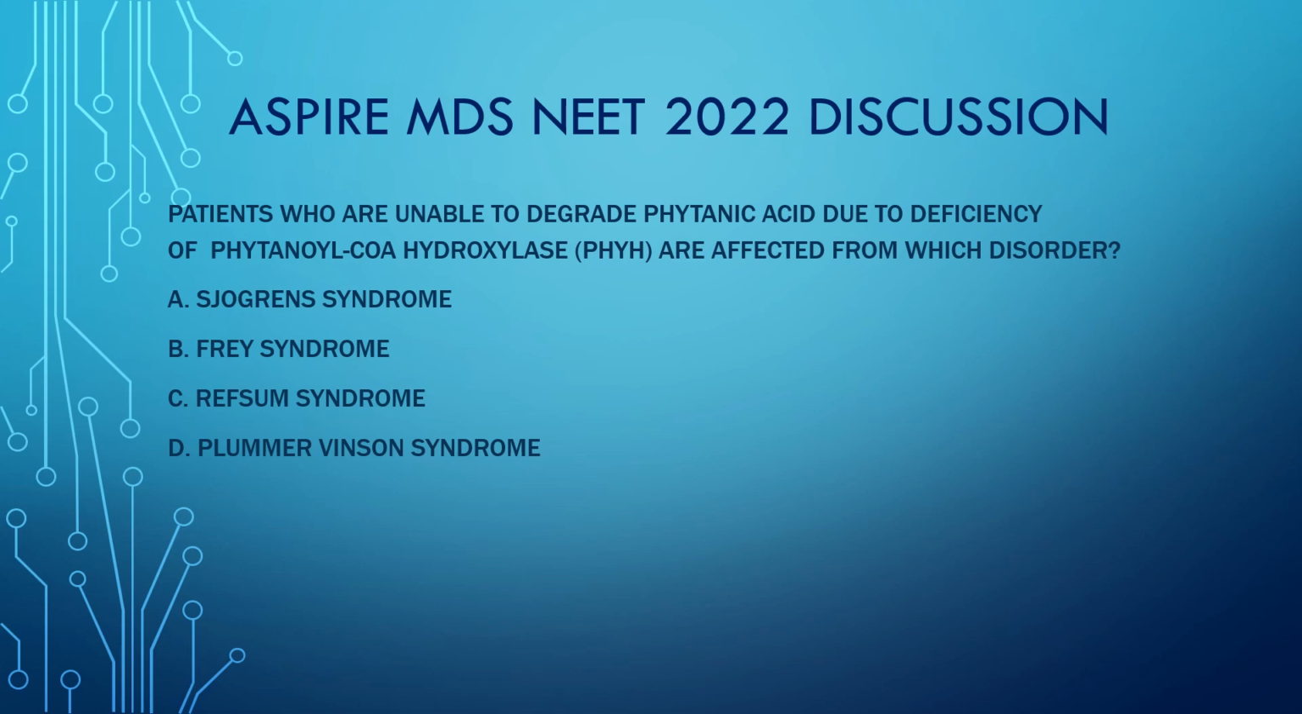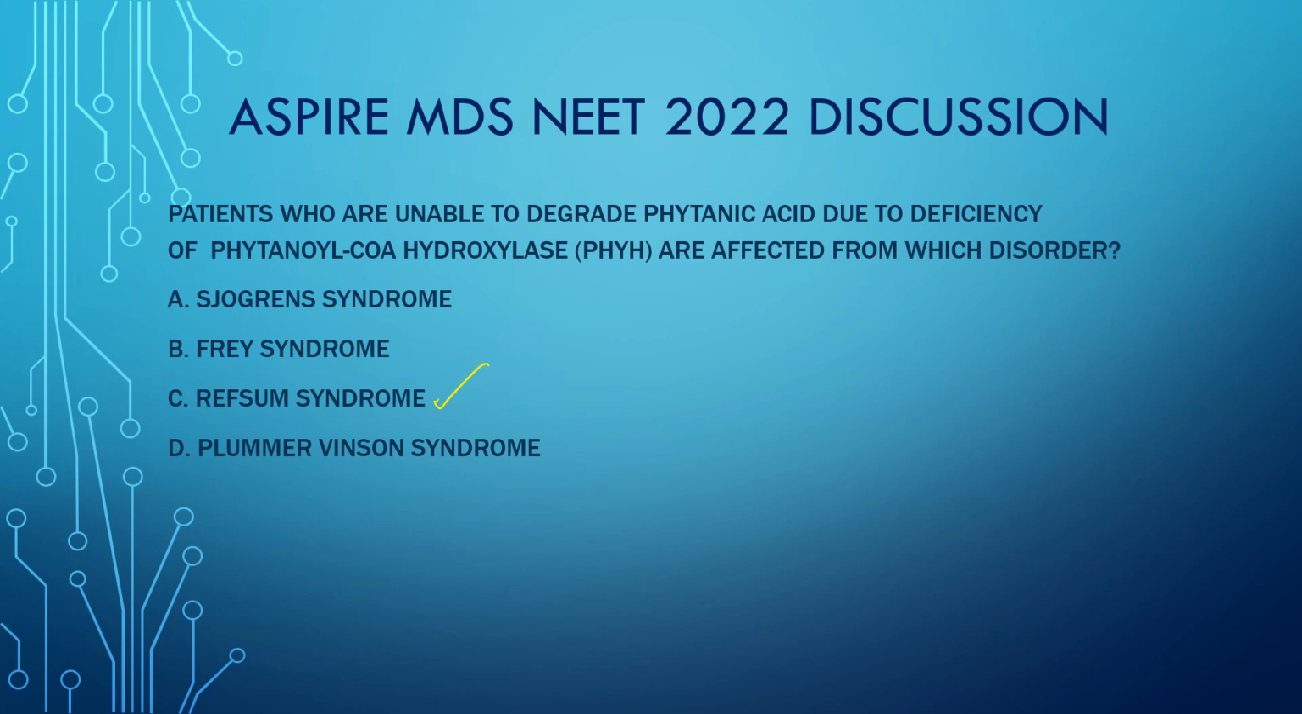So there is one more simulating question which asks that patients who are unable to degrade phytanic acid due to the deficiency of phytanoyl-CoA hydroxylase are affected from which disorder? The options were Zellweger syndrome, Frey syndrome, Refsum syndrome, and Plummer-Vinson syndrome. First of all, let us know the answer. The answer to this question is Refsum syndrome, or Refsum disease.